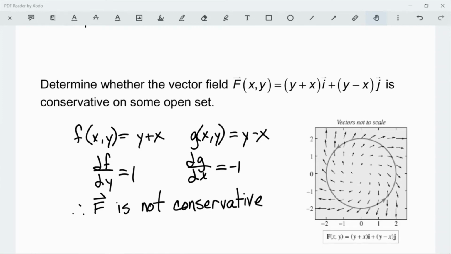Okay, so that's the check that we can do to easily figure out whether or not we're going to have this whole idea of independence of path. We usually use this with this idea of testing for a conservative vector field. Now we're doing a really simplified version of a conservative vector field.